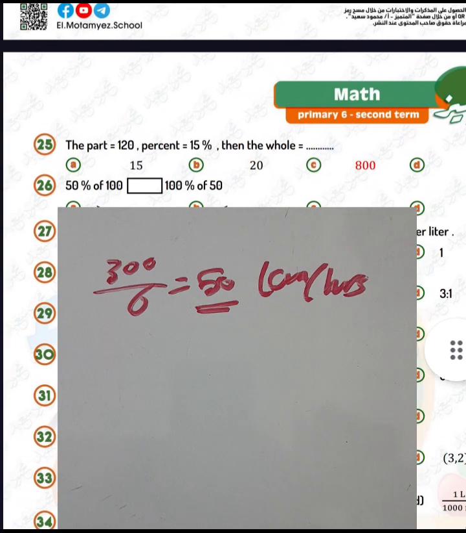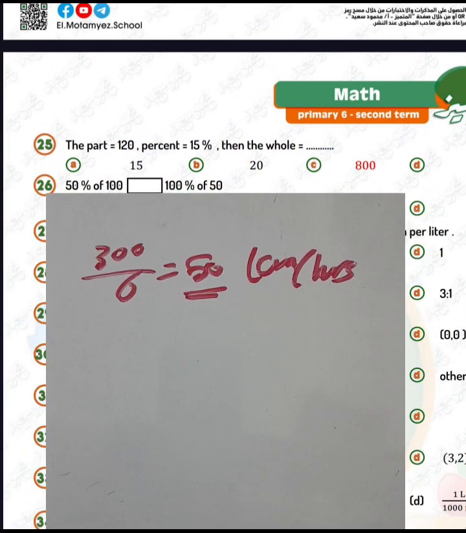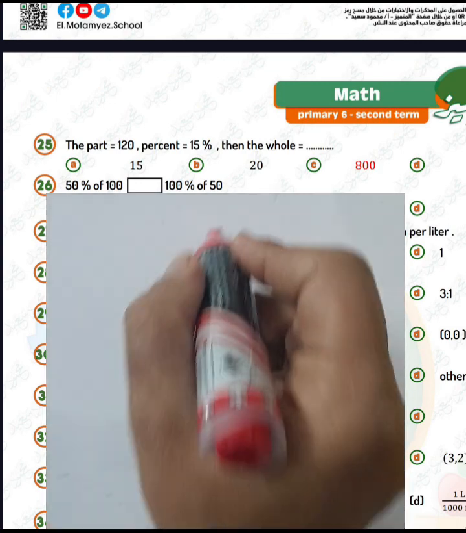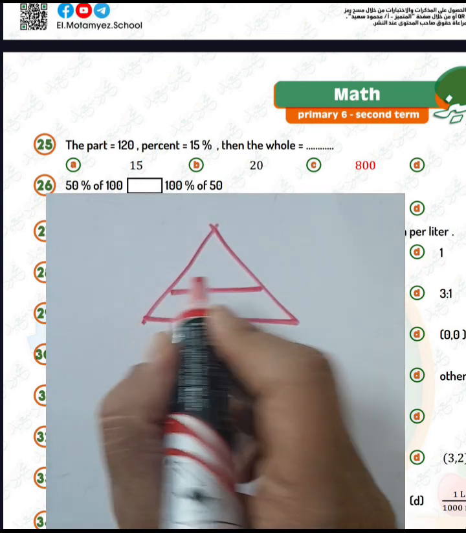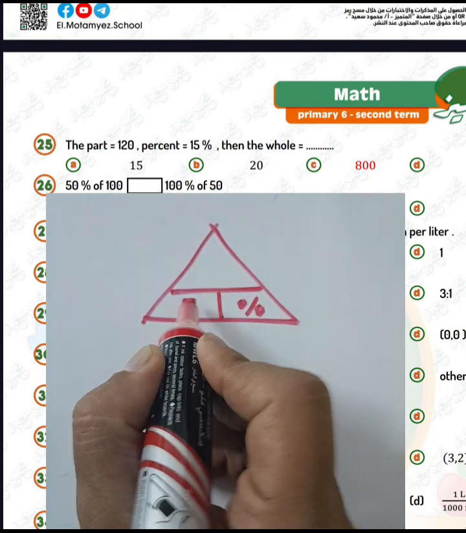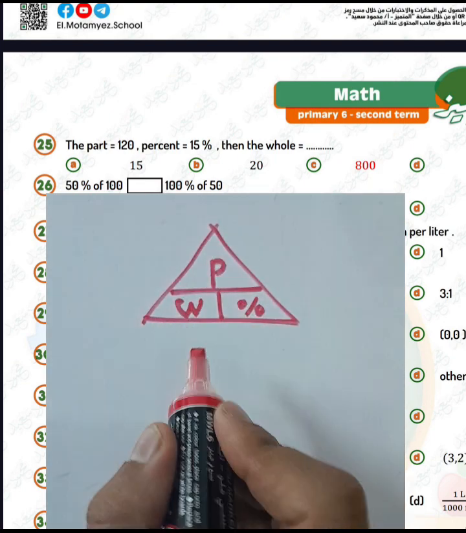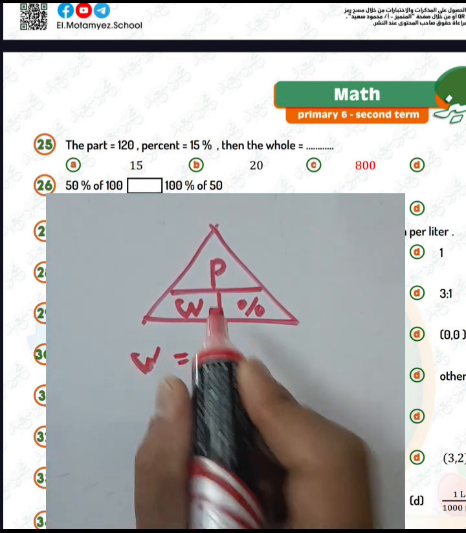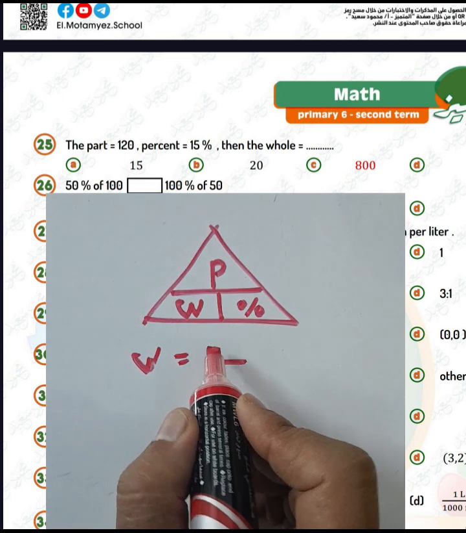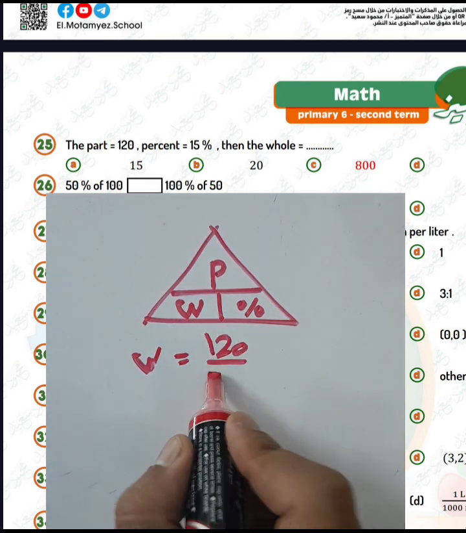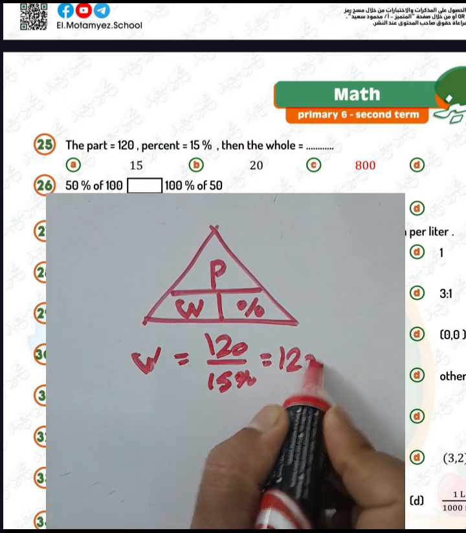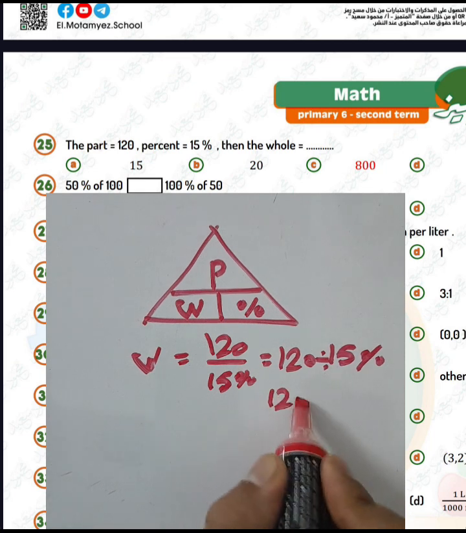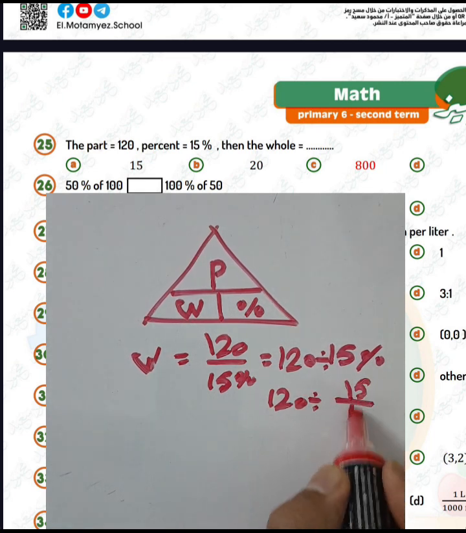The part equal 120 and the percent 15, then the whole number equal what? We can find the whole number by dividing the part by the percent. Look at this triangle. We have here the percent, and here the whole number, and here the part. You want to find what? We want to find the whole number equal the part divided by the percent. The part here was 120 and the percent was 15%. You can write 120 divided by 15%, it's mean 15 over 100.